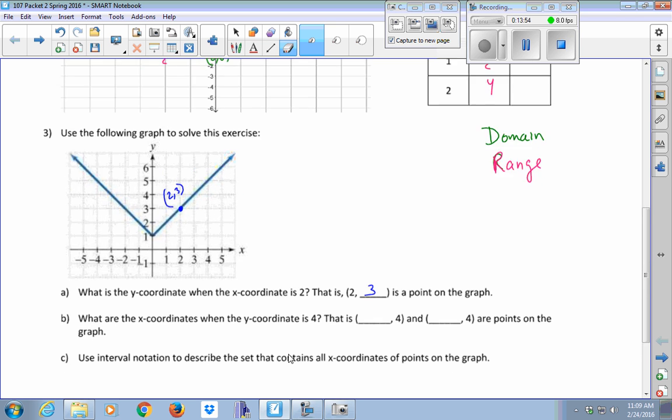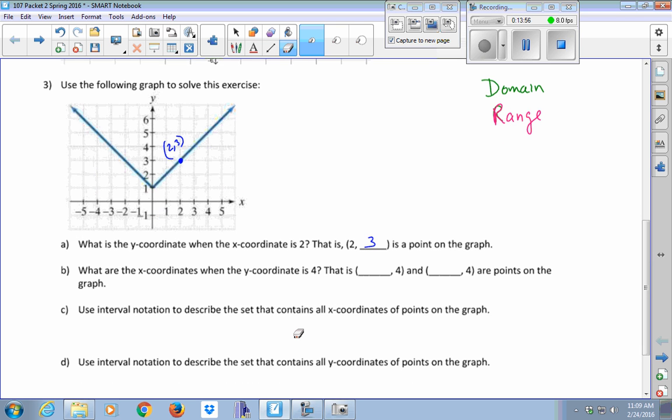What are the x coordinates when the y coordinate is 4? What did you do at your seats? Look at x's on both sides. Yeah, there's going to be 2 answers. And how would you use your graph to find that? Where do you go on your graph? Find where y equals 4. What kind of line is y equals 4, folks?